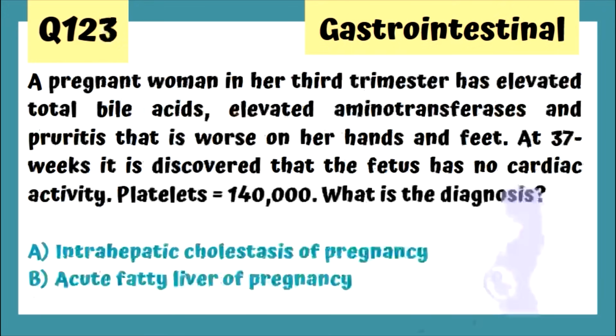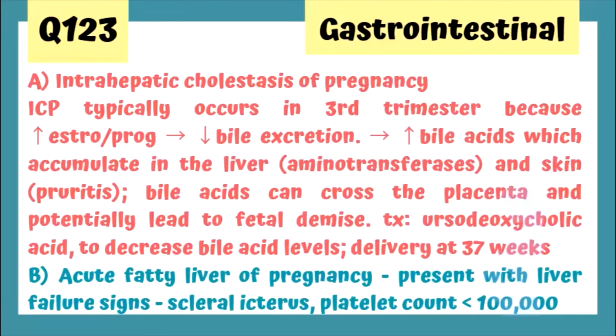Question 123. A pregnant woman in her third trimester has elevated total bile acids, elevated aminotransferases, and pruritus that is worse on her hands and feet. At 37 weeks, it is discovered that the fetus has no cardiac activity. Platelets are 140,000. What's the diagnosis? So here we have intrahepatic cholestasis of pregnancy, which happens in the third trimester because increased estrogen and progesterone lead to decreased bile excretion, and an increase in bile acids which accumulate in the liver, leading to an aminotransferase elevation and skin pruritus. Bile acids can cross the placenta and potentially lead to fetal demise.